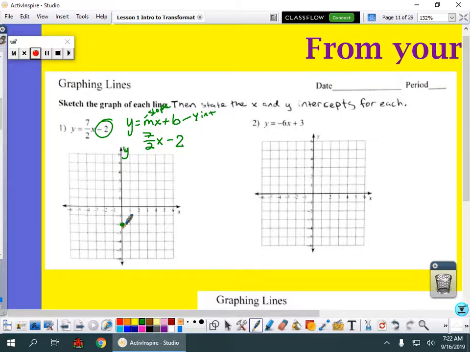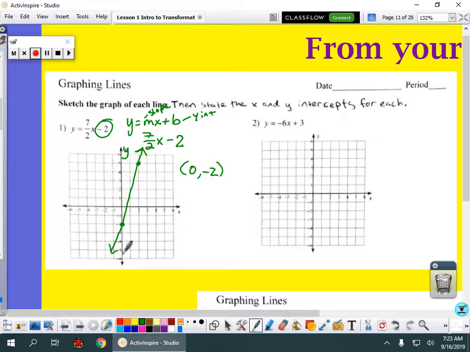What we're doing is we're saying, if x was 0, what would y be? If I plug a 0 right here, 0 times anything is 0. 0 minus 2 is negative 2. So 0, negative 2 is 1 point on that. All right, so then we use our slope, rise, and run. So we're going to go 1, 2, 3, 4, 5, 6, 7, run 2. There's a point. All we need is 2 points to make our line.